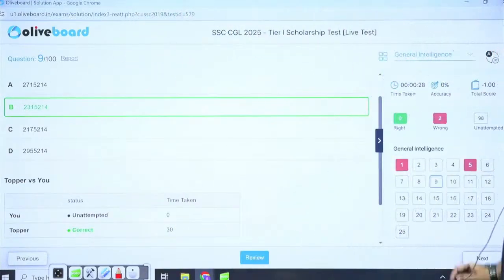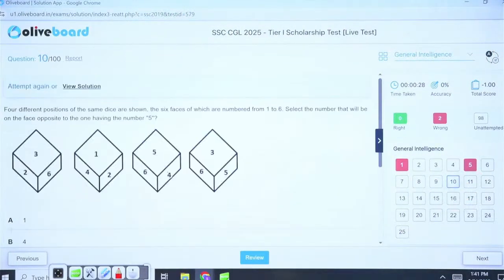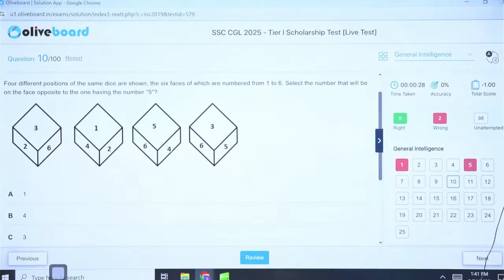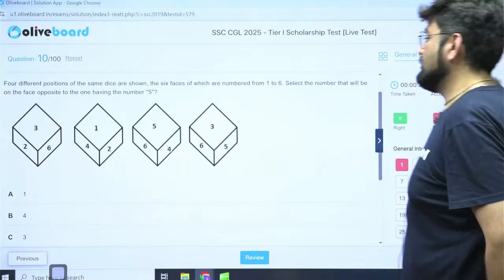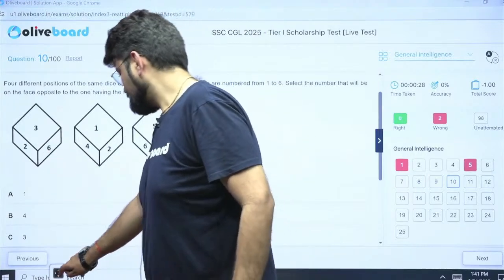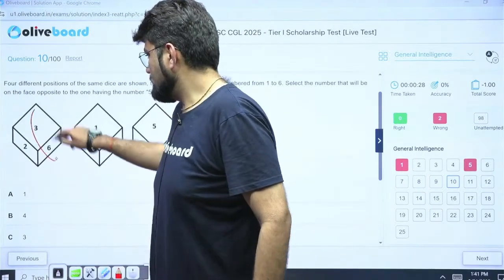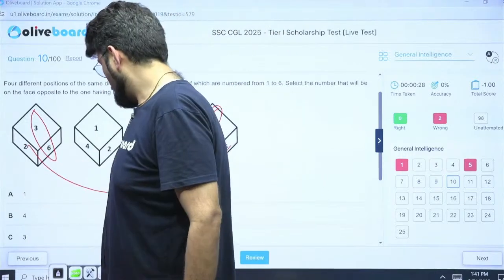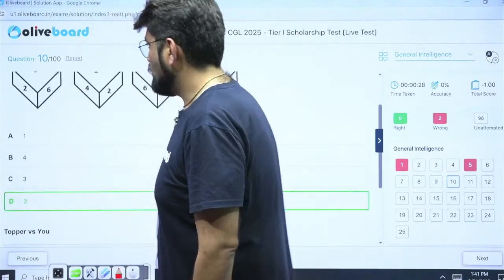Okay. Next, question number 10. What will be the face opposite to the one having 5? Okay, 5 we have 6, 3. Okay, this is very simple. First and last figure, if you observe, 6, 3, 6, 3. They are both common. 6, 3, 6, 3. Both common. So 5 is opposite to 2.